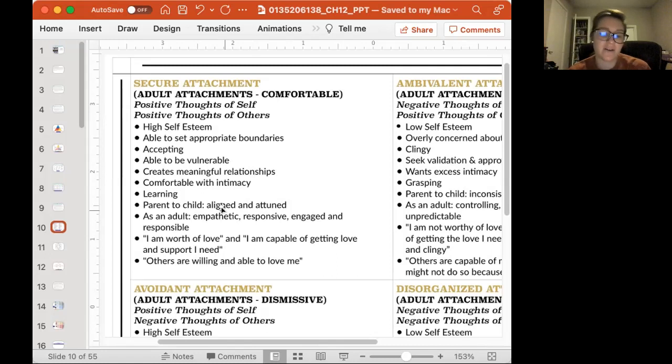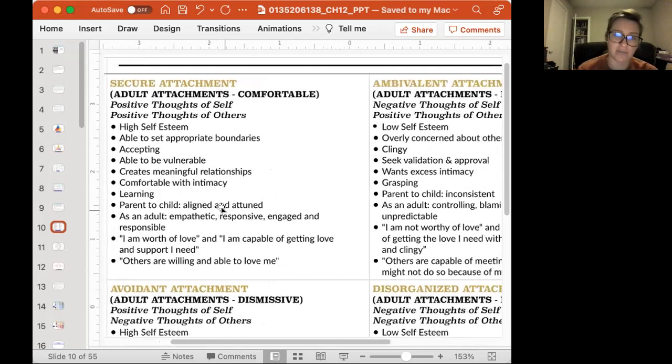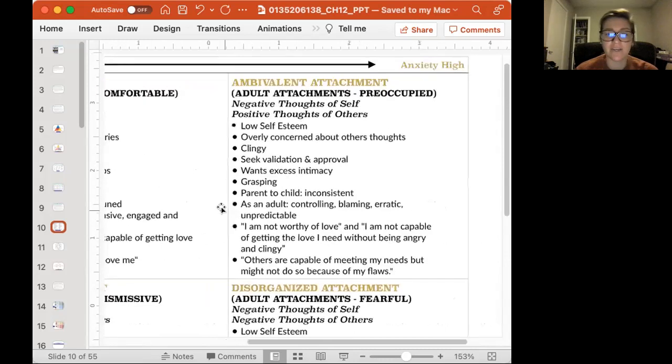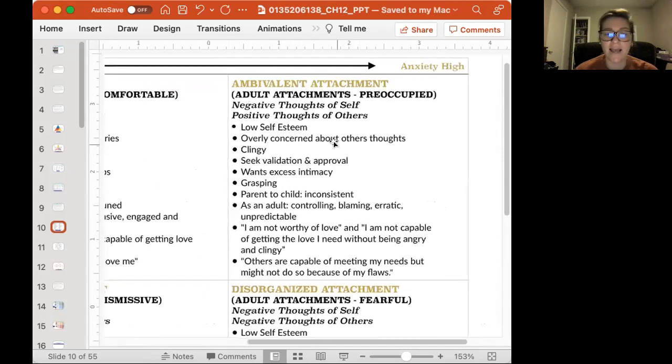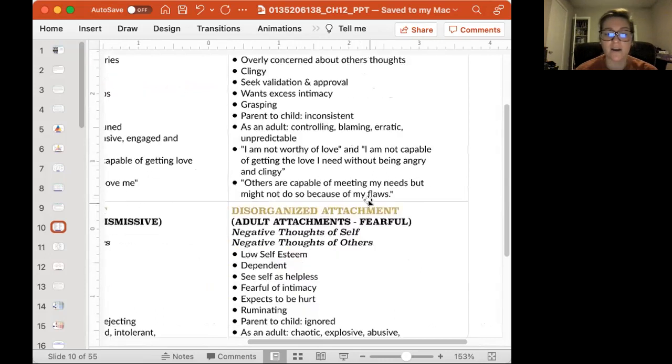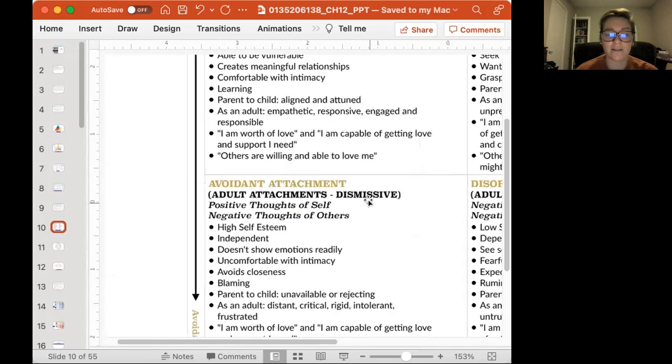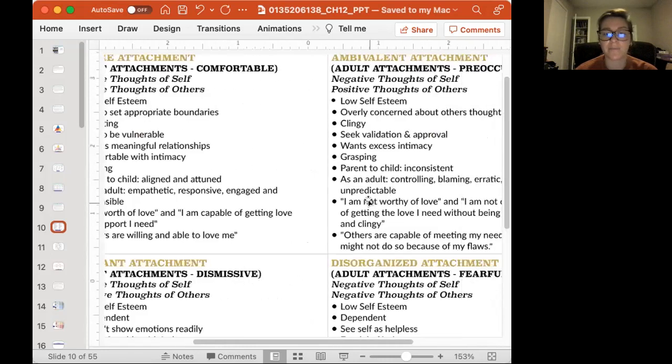They might be having thoughts like, I'm worthy of love, I'm capable of getting love and support I need, and others are willing and able to love me. Right, so that's their secure attachment. So ambivalent attachment, otherwise known as preoccupied attachment. So the high anxiety here with low avoidance, right?